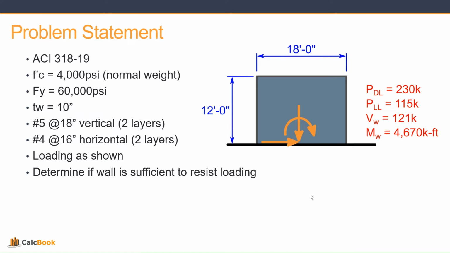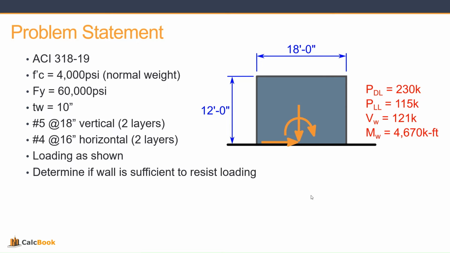So let's go ahead and look at our problem statement. We're going to be checking this wall in accordance with ACI 318-19. We've got an f'c of 4,000 psi. We're going to be using normal weight concrete. We've got an fy of 60,000 psi for the reinforcement. Our wall is 10 inches thick. We've got number fives at 18 inches vertical, and that's two layers, so that's each face. And then we have number fours at 16 inches on center, horizontals, and that's also two layers, so each face.